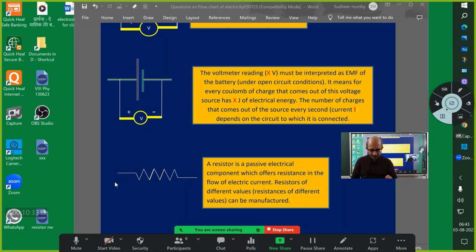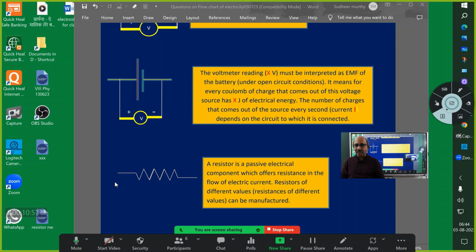Understood? Right. The number of charges that come out of every source every second, what do you call that? Current. The strength of the current depends on the circuit to which it is connected. So if you connect some load, then it will absorb some energy. Absorbing energy means it will absorb the energized charges from the battery.